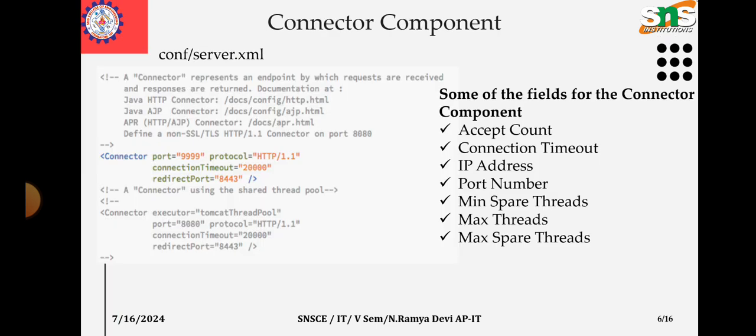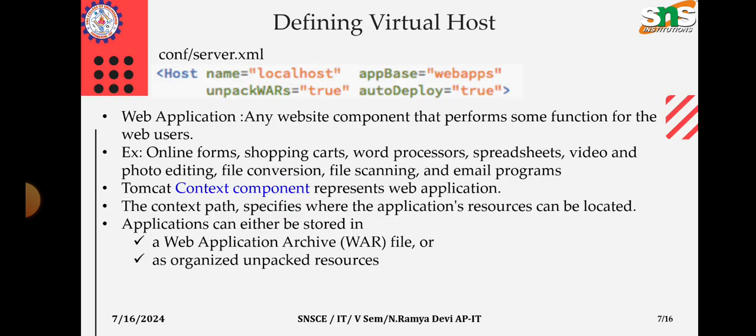First we will see the connector component, which contains the accept count of connections from the web client to the server, connection timeout, IP address, port number, how many spare threads to be used, maximum threads and maximum spare threads. Next is the virtual host. A web application is any website component that performs some function for web users, for example online forms, shopping carts, word processors, spreadsheets, video and photo editing, file conversion, scanning and programs.